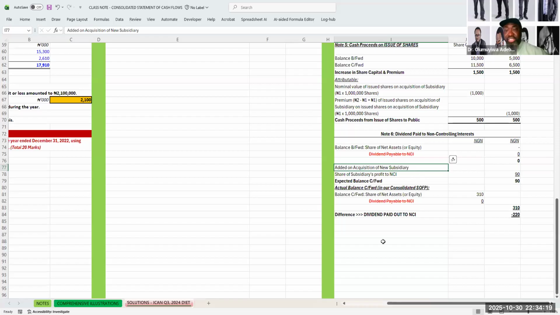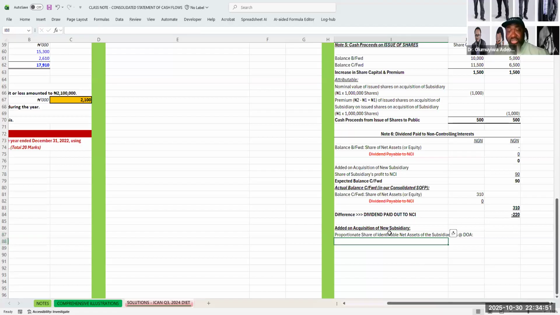Therefore, I need to do that beneath. Added on acquisition. Therefore, I need to determine the net asset as at the point of acquisition. Remember, the examiner said we adopt the proportionate share of identifiable net assets of the subsidiary as at date of acquisition. Therefore, what is that? I need the share capital.